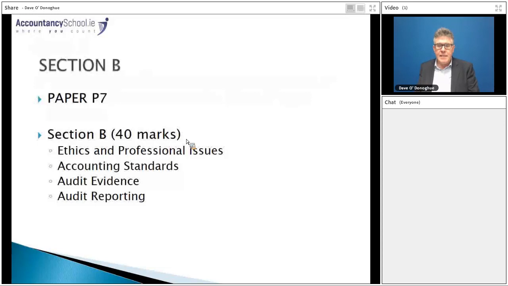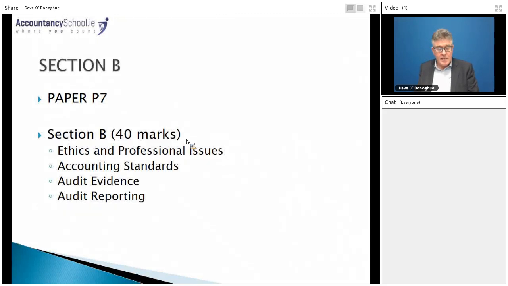Section B then is worth 40 marks. There'll be 3 20-mark questions in it. You'll have to attempt 2 of them. The areas that will dominate Section B will be ethical and professional issues, knowledge of the accounting standards, looking at audit evidence, and the final stages of the audit process, the review stage, which will often be dominated by audit reporting.